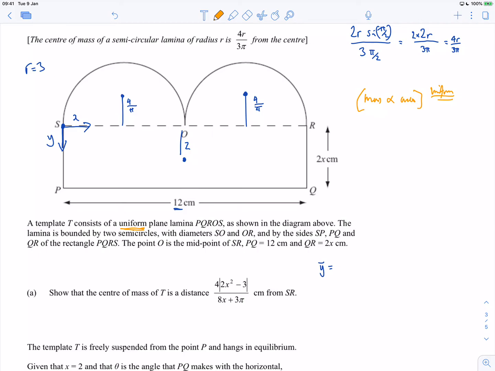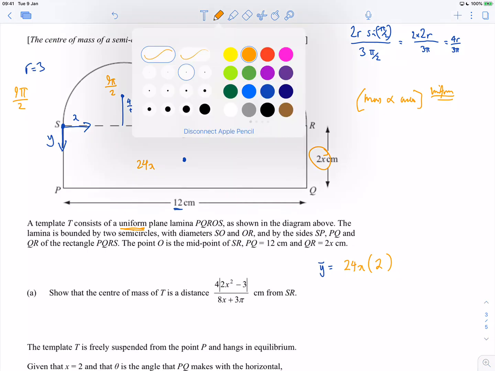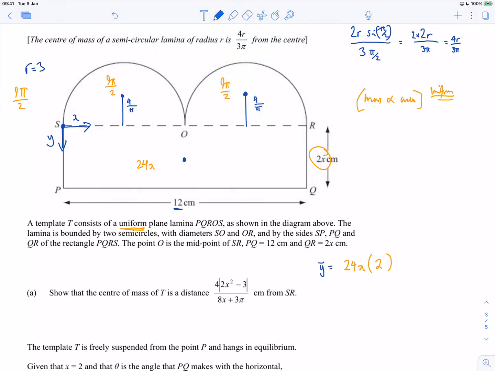So think about it. I'm going to have pi times the radius squared, which is 9 over 2. So this has an area of 9 pi over 2, this has an area of 9 pi over 2, and the area of the rectangle is 12 times 2x, which is 24x. So y bar is going to be the mass of the rectangle, which is 24x, times the distance down, which is 2. Is it? No, it's not. Where did I get that from? If this is 2x, it's a distance of x down, isn't it? Oh, I'm a silly boy. So actually, that should have been an x.